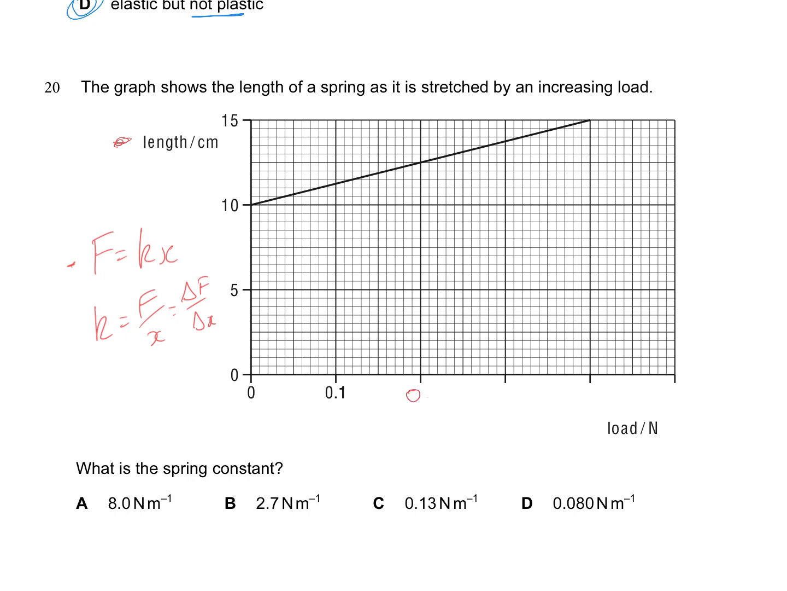So if that's 0.1, this will be 0.2, 0.3, 0.4. So we know the change in the force is 0.4. That's this part here. And for that change in force, we get an extension of 5 centimetres, which is 0.05 metres. Type that into your calculator and you'll get A as your answer.